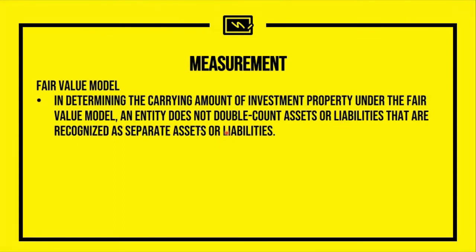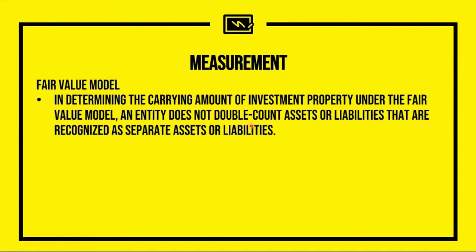Okay, so also another component or another concern in determining the carrying amount of investment property under the fair value model: an entity does not double count assets or liabilities that are recognized as separate assets or liabilities. Okay. So what do we mean by double counting? It simply means that we should not make the mistake of combining assets or liabilities that are not related to each other, and separating assets that are supposed to be together.